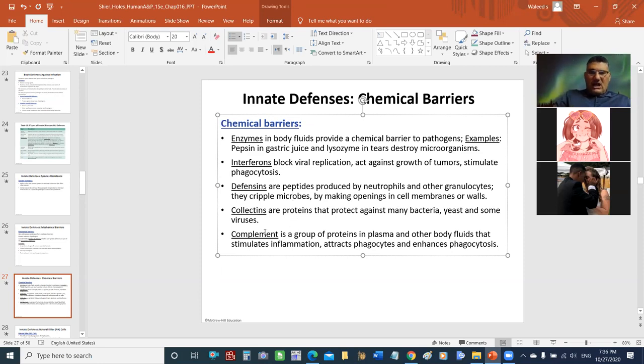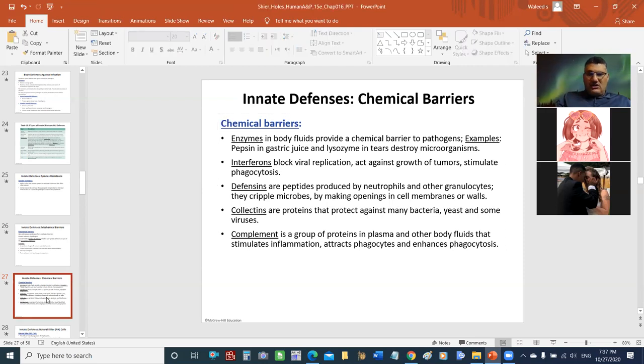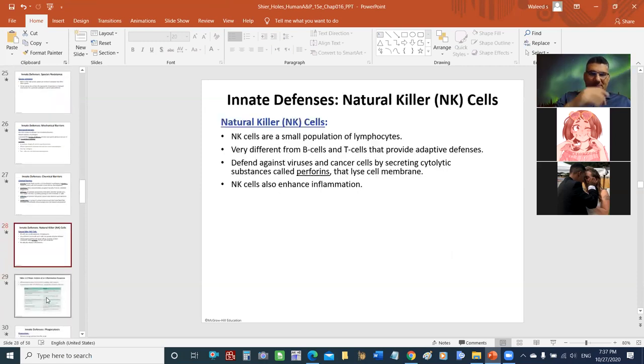Complement, from the name, I'm trying to make sense of the name to make it easier. Complement is a group of proteins to complement the function of other cells. They stimulate inflammation, complementing its function. They attract phagocytes to complement their function. And they help lymphocytes. So complement is a group of proteins in the plasma that complement the functions of other cells.